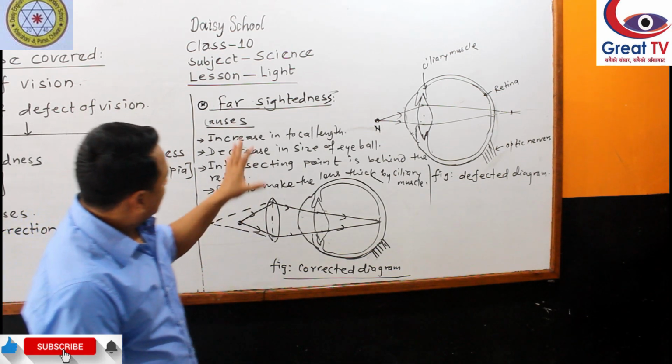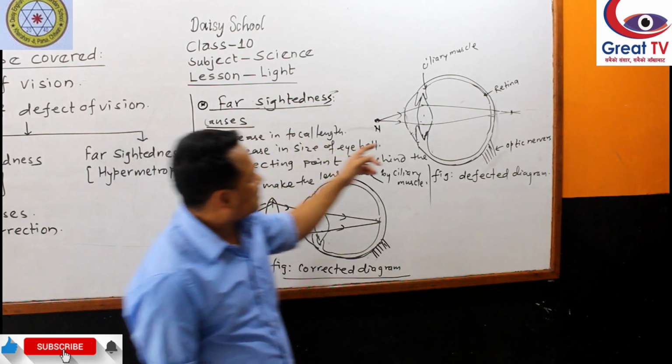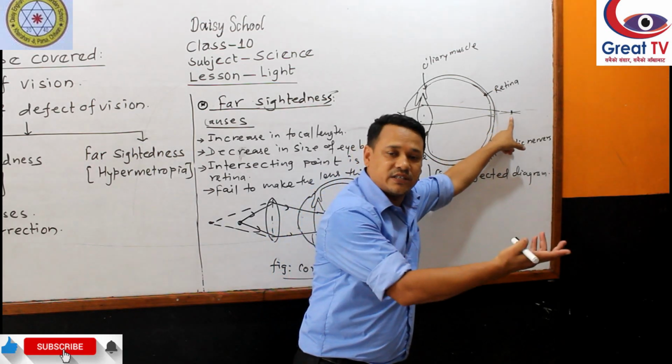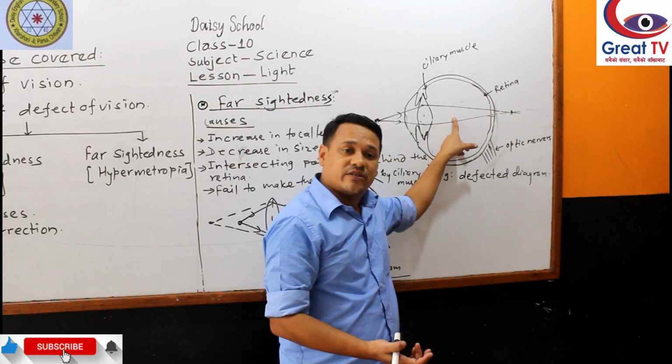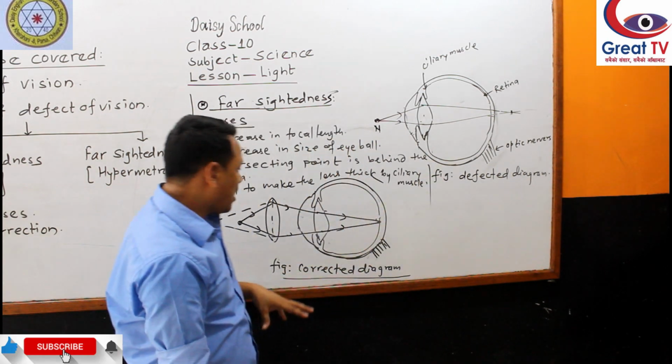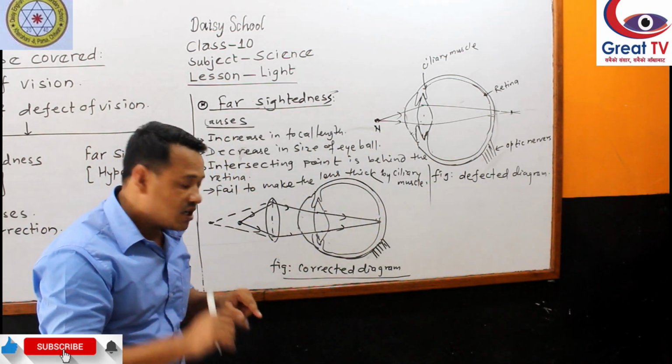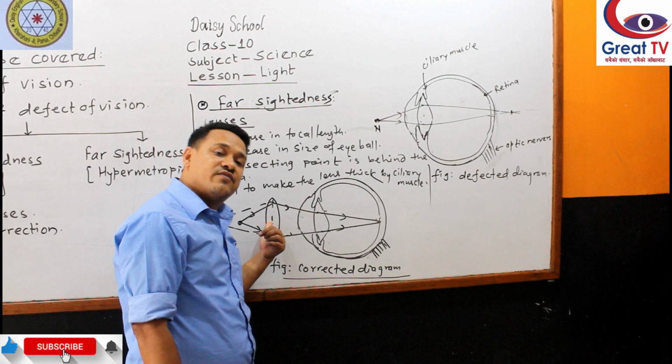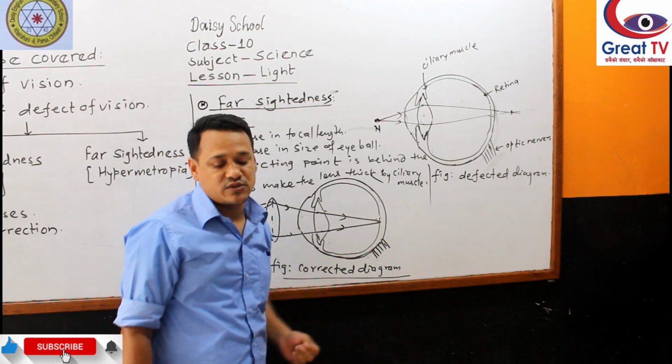Don't forget, in the far-sightedness defect, light rays intersect behind the retina. In short-sightedness, in front of the retina. To treat short-sightedness, a concave lens. And to treat far-sightedness, we have to use a convex lens.